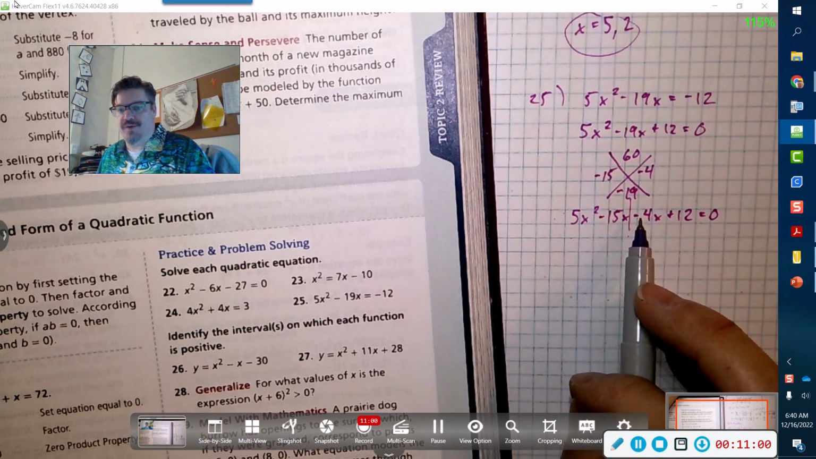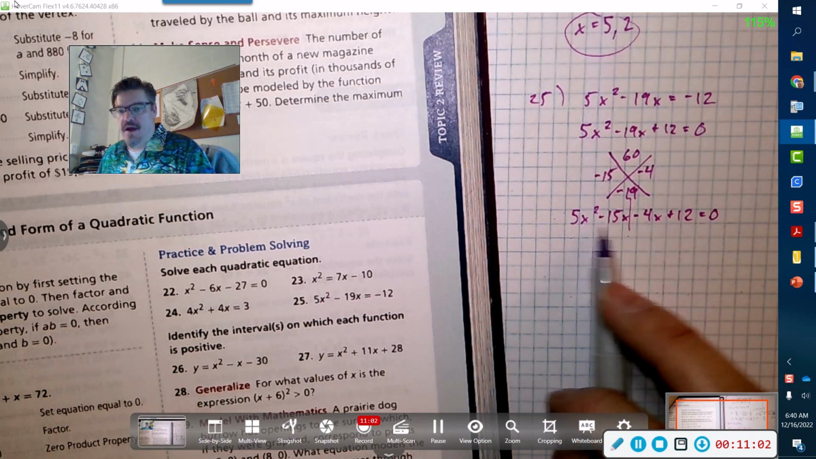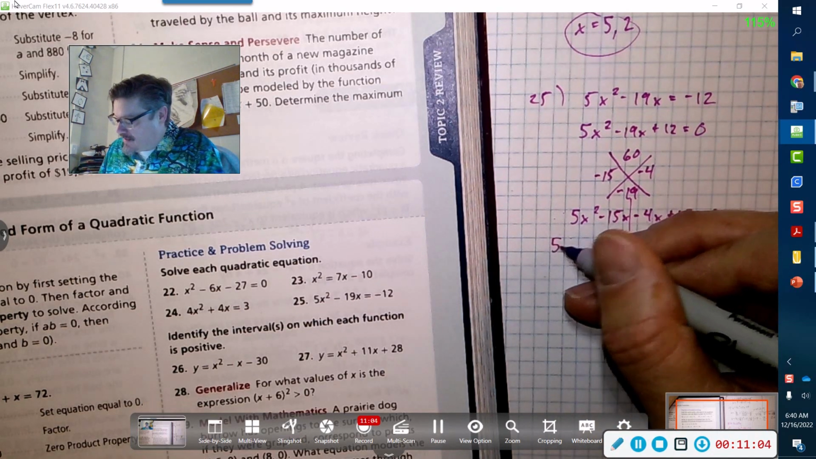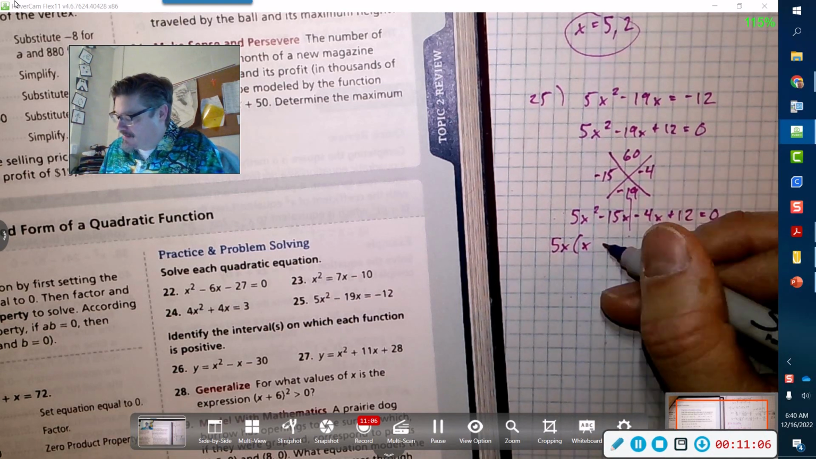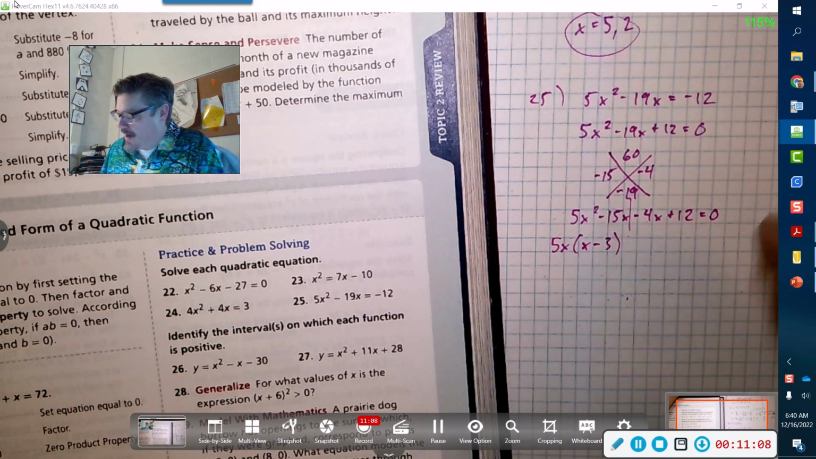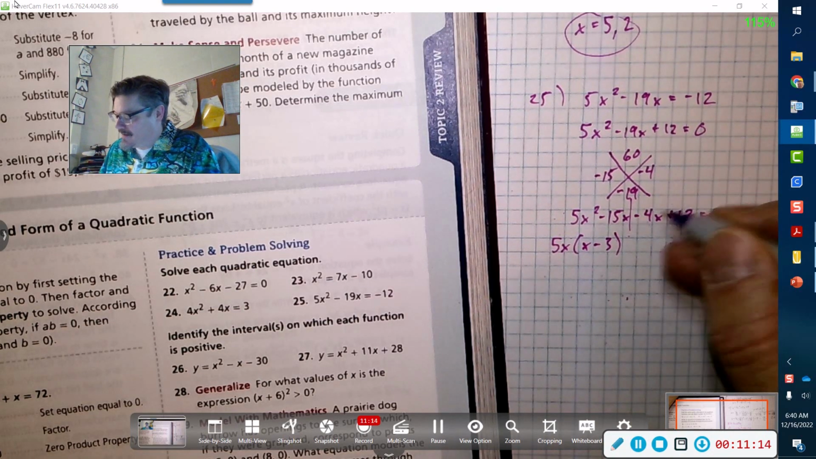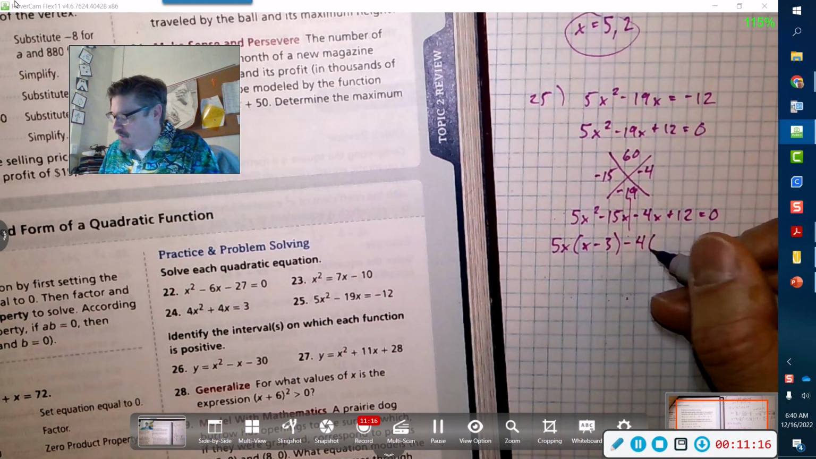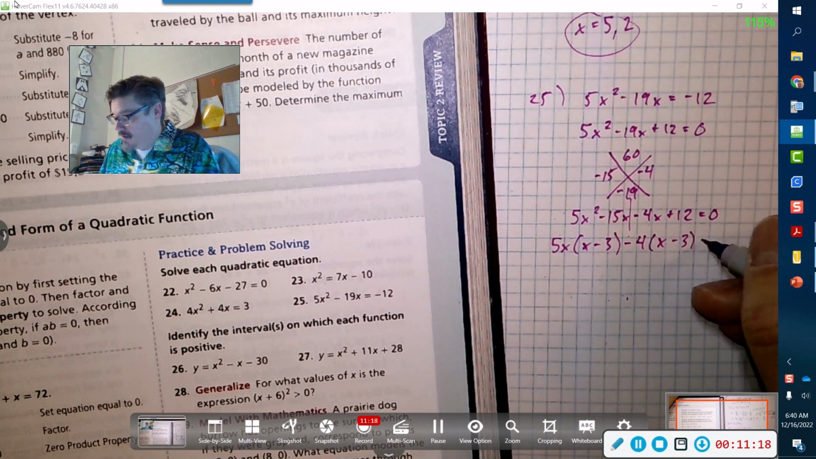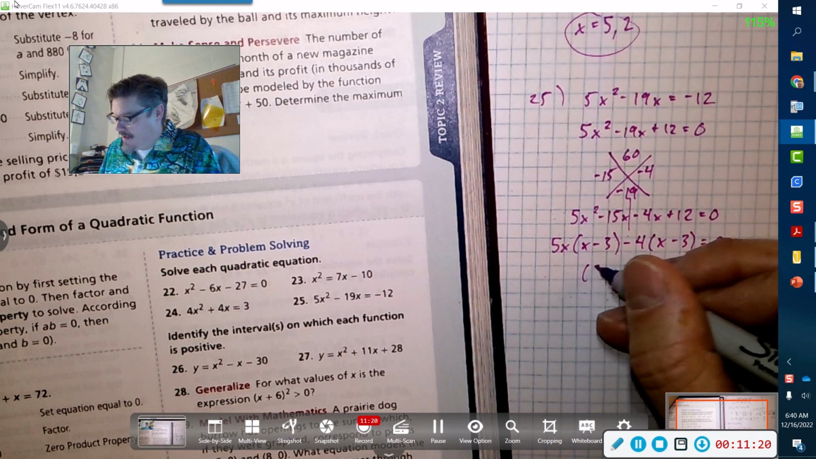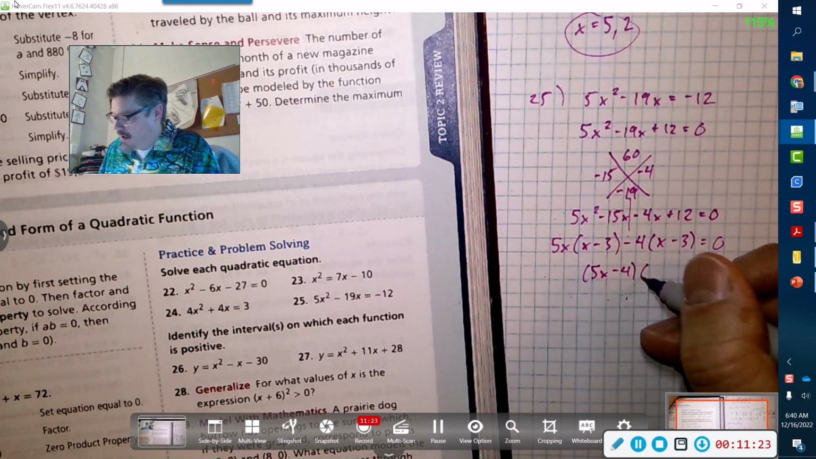Make sure you split it in front of the negative sign here. I'm looking for common factors. That's a 5x, so I can have an x and then a minus 3. I got to have an x minus 3 over here, or else this doesn't work. Otherwise I'm going to have to use the quadratic formula. But it looks like I can take out a 4, so minus 4 for an x minus 3. Cool, got it. So now I have 5x minus 4 and x minus 3.